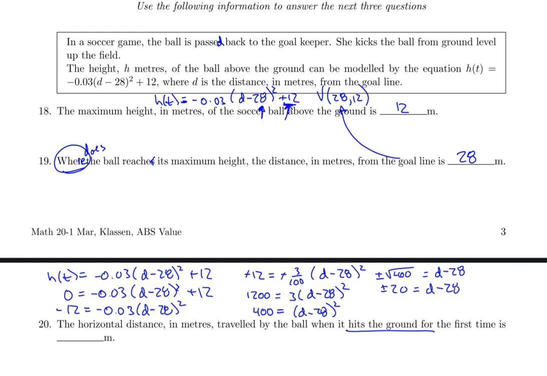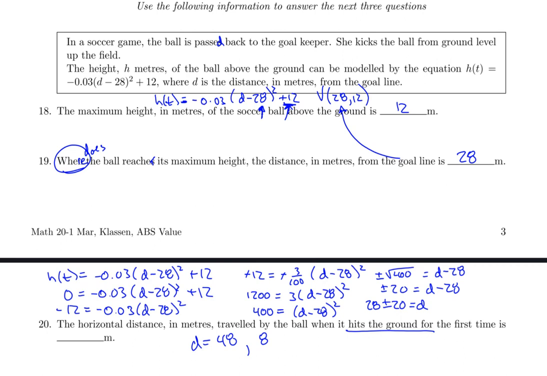Now I'm going to add 28 to both sides. So it's going to be 28 plus or minus 20 is equal to that distance. Now let's think about what that means. That means that the distance is either 28 plus 20, so that could be 48, or 28 minus 20, which is 8. So how far in meters does the ball travel when it hits the ground for the first time?